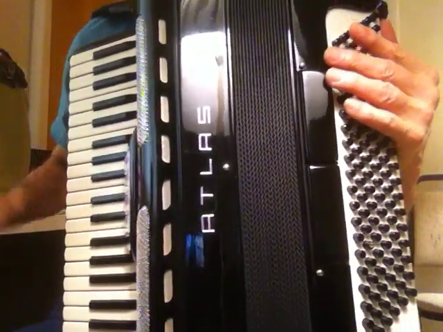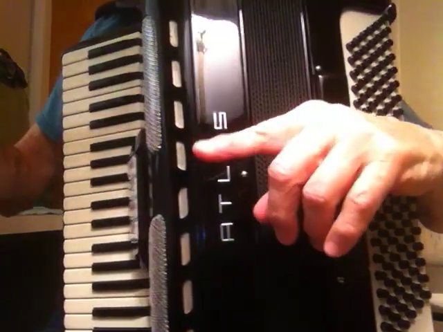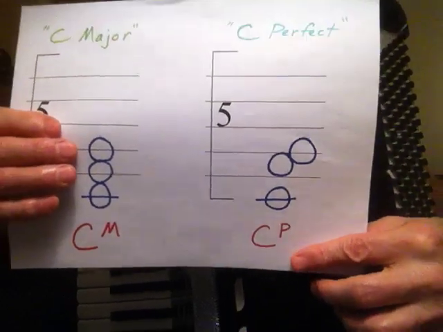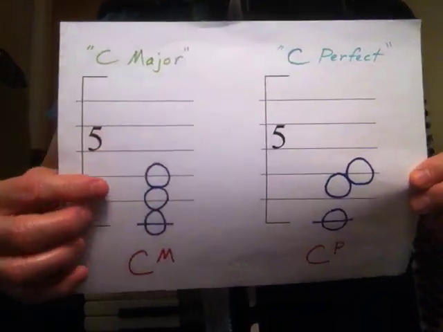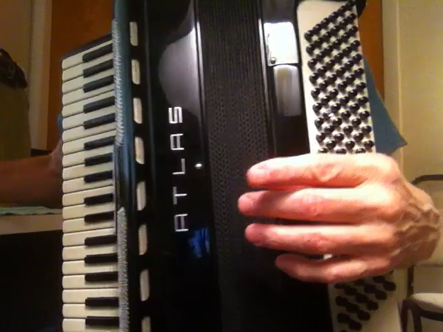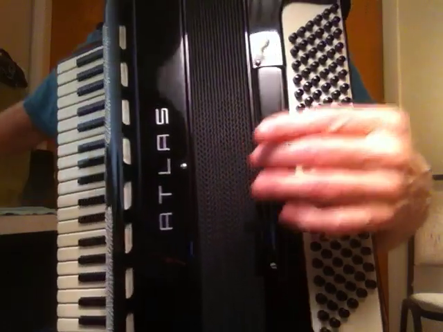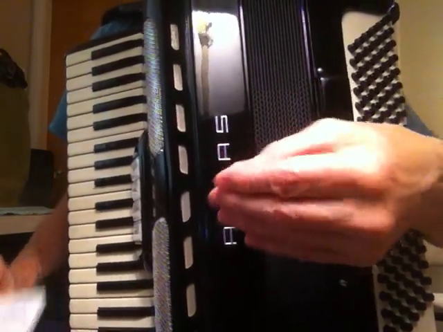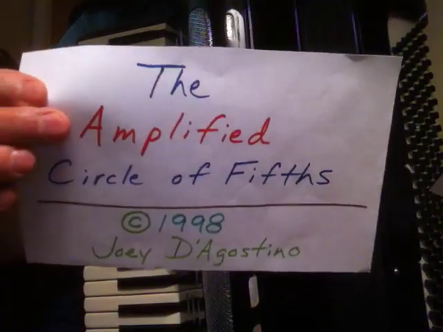And then at some point I told you about my theoretical perfect chord. Here's a C perfect chord, looks like that. C perfect, and here's your C major if you want to compare. I talked about how I use this theoretical chord to make a blues scale, and how to find an easy blues scale in any key. And I used this handy thing I devised called the amplified circle of fifths.